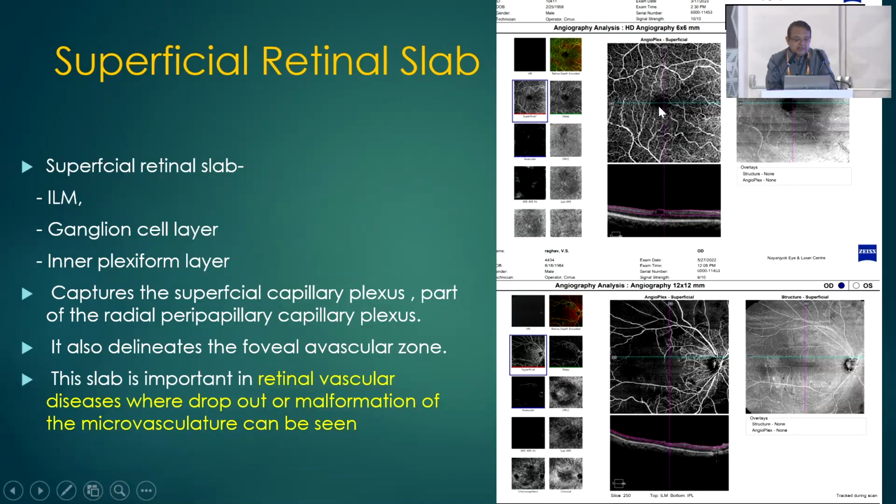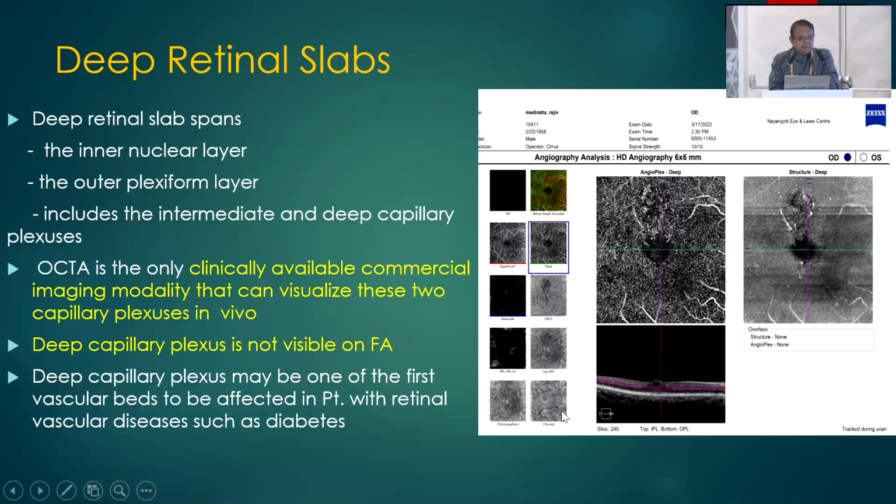This is normal here. But many times in diabetic patients and branch vein occlusions, you can see an irregular FAZ that can explain why the vision is less in many of the patients. Although you might not have significant edema, you will have this kind of capillary dropout explaining why the vision is less. Deep capillary plexus extends from the inner nuclear layer.